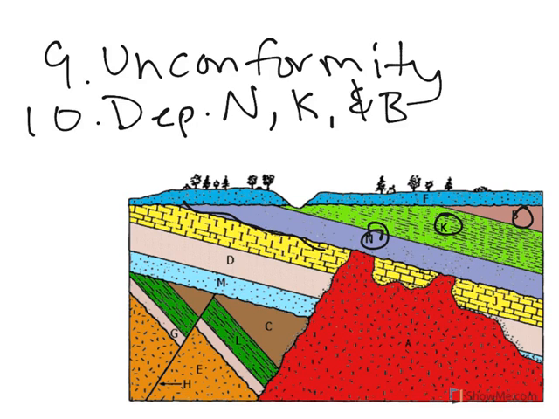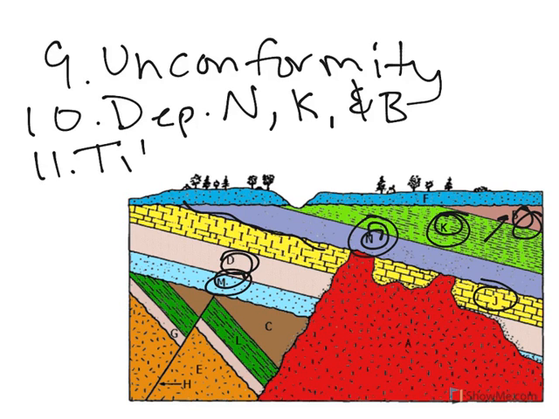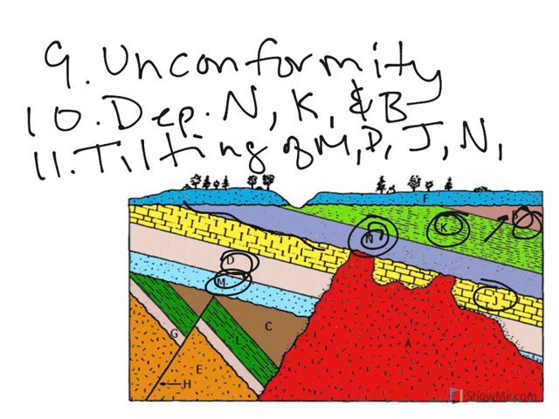Now again, we need to deal with that tilting. Because remember, all these rocks are originally deposited flat. But we see that M, D, J, N, K, and B are all tilted in the same way. So that tells us that the tilting happened after B was deposited. So number 11 is going to be the tilting of M, D, J, N, K, and B.